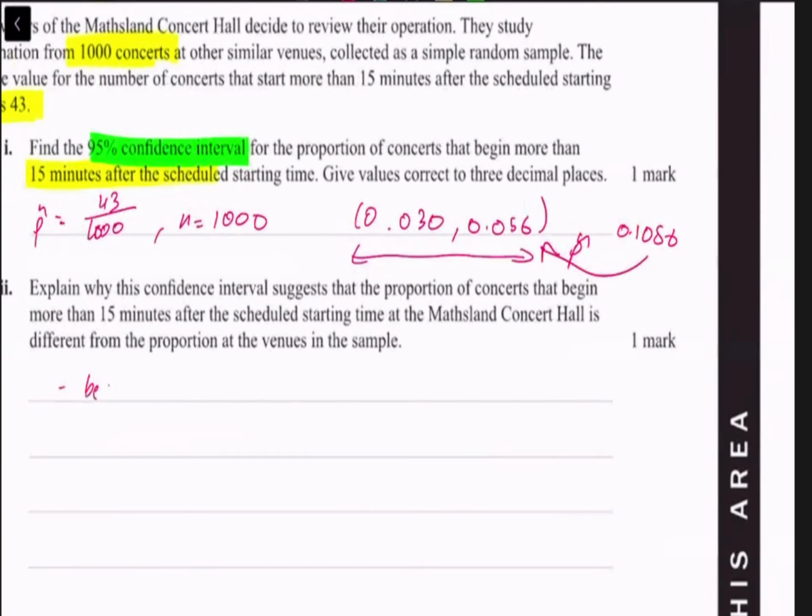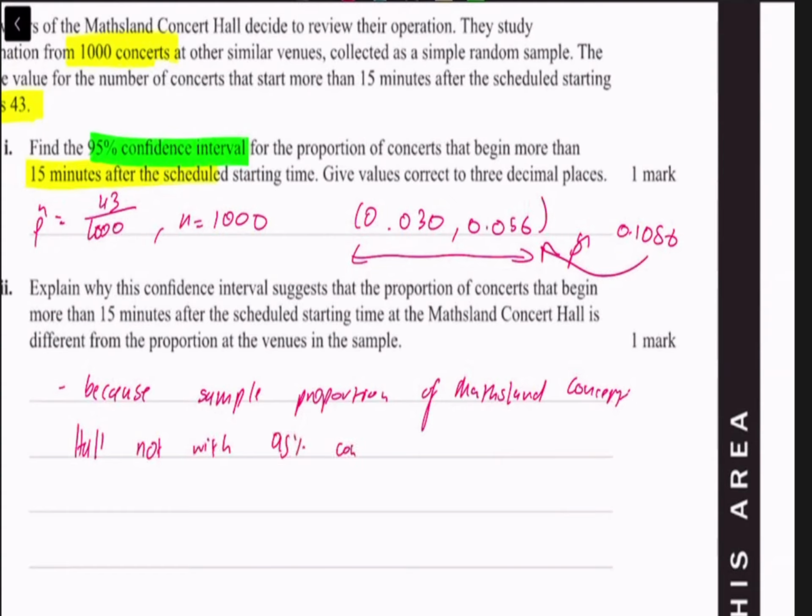So then you could say, because the sample proportion of Maxima concert hall is not within the 95% confidence interval, it is different, or something like that. But all you have to do is point out that the sample proportion of Maxima is not within the 95% confidence interval.